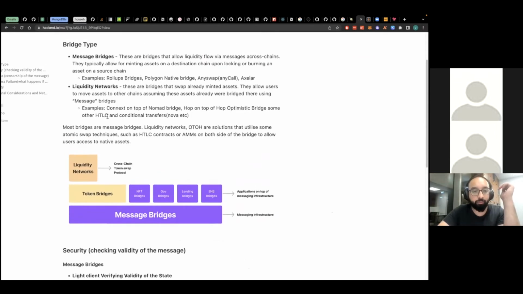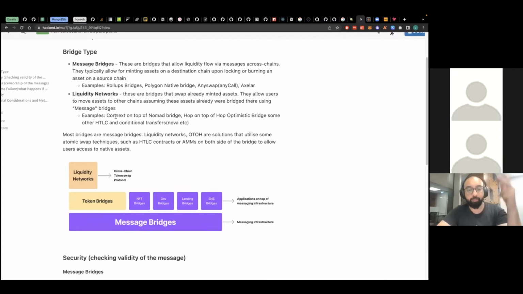Yeah. So essentially, we classify bridge type into two things. Is it a message bridge or is it a liquidity network, right? Because token bridges are closely tied to the message bridges, we consider them the same thing for this proposal, right? Some examples of message bridges, which might help, are roll-up bridges, right? For example, Optimism has Optimism Messenger, which is a message bridge between Ethereum and Optimism, which has the same security as a rollup, right?